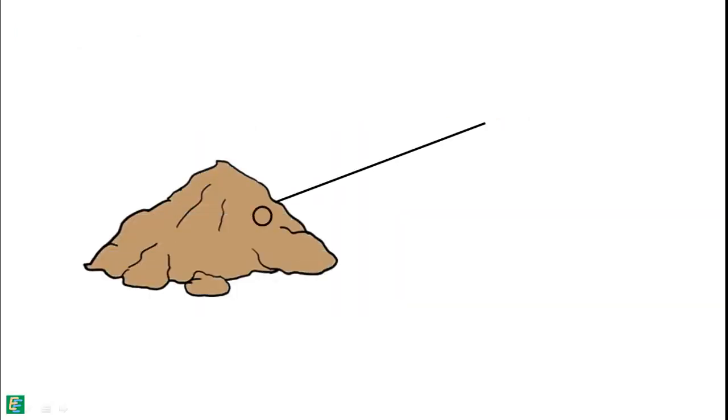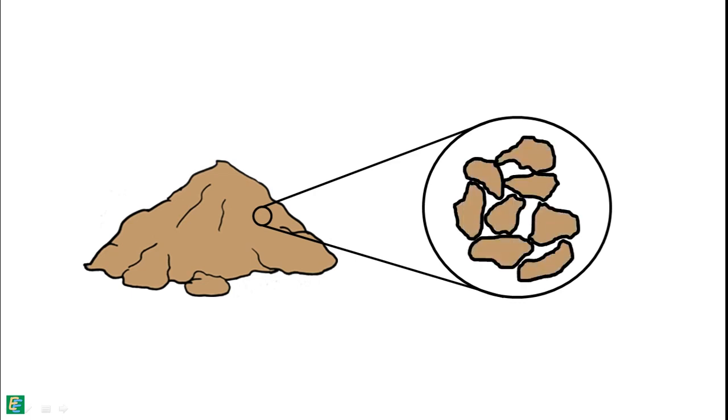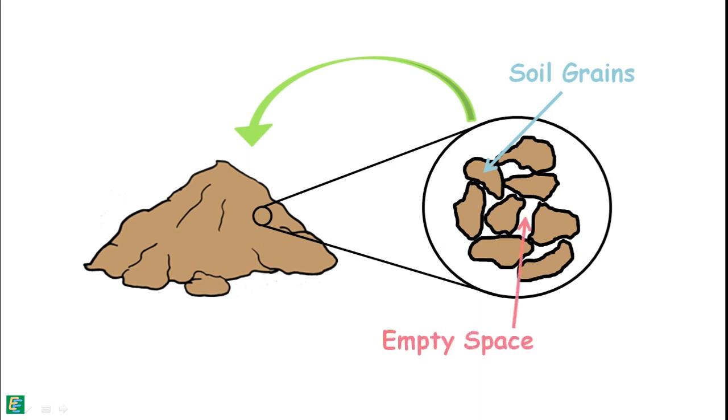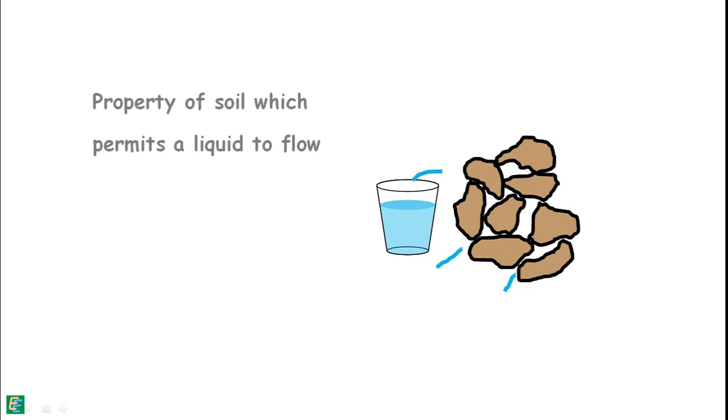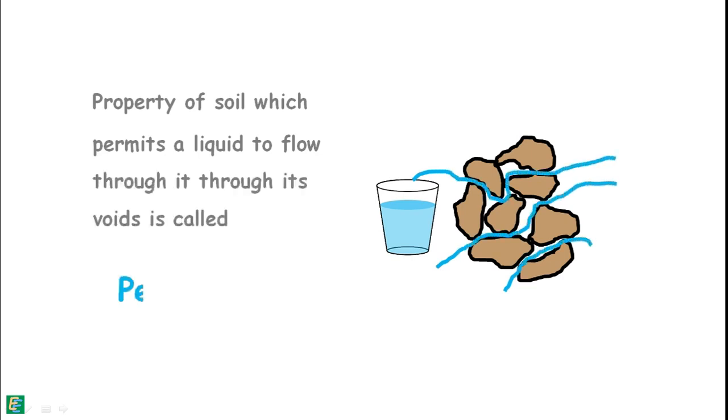A soil mass is composed of small solid particles which we call the soil grains. These soil grains, when depositing in a soil mass, arrange themselves in a way that some amount of empty space is left between them. We call these spaces voids. And the property of the soil which permits the water or any liquid to flow through its voids is called permeability.